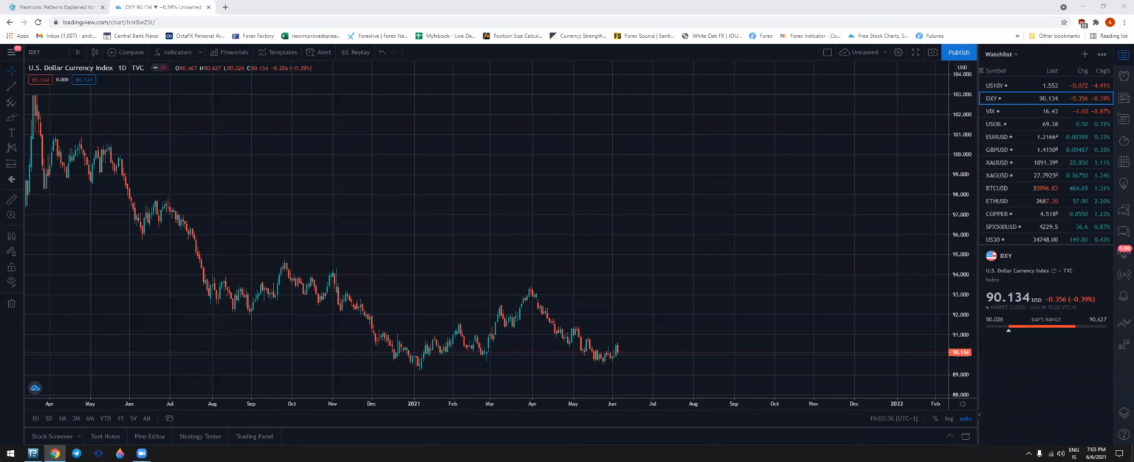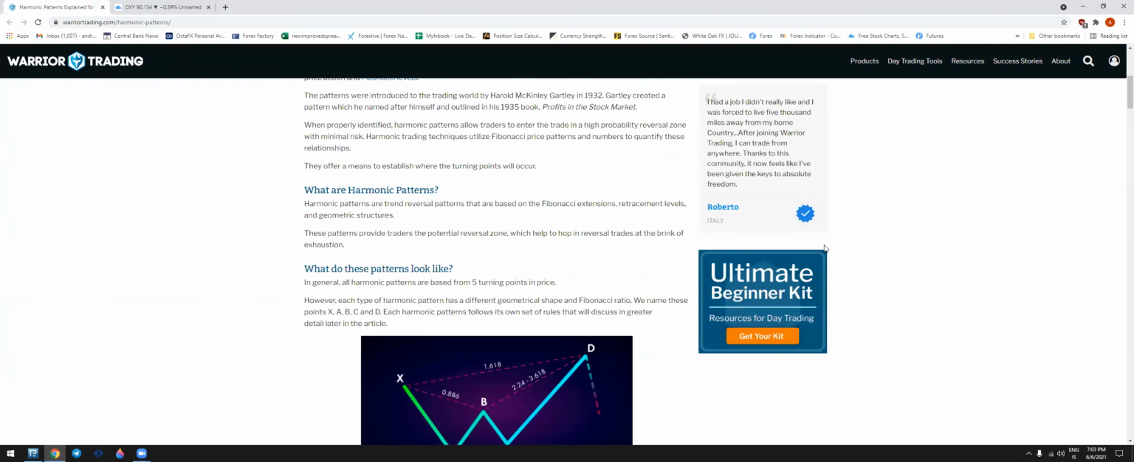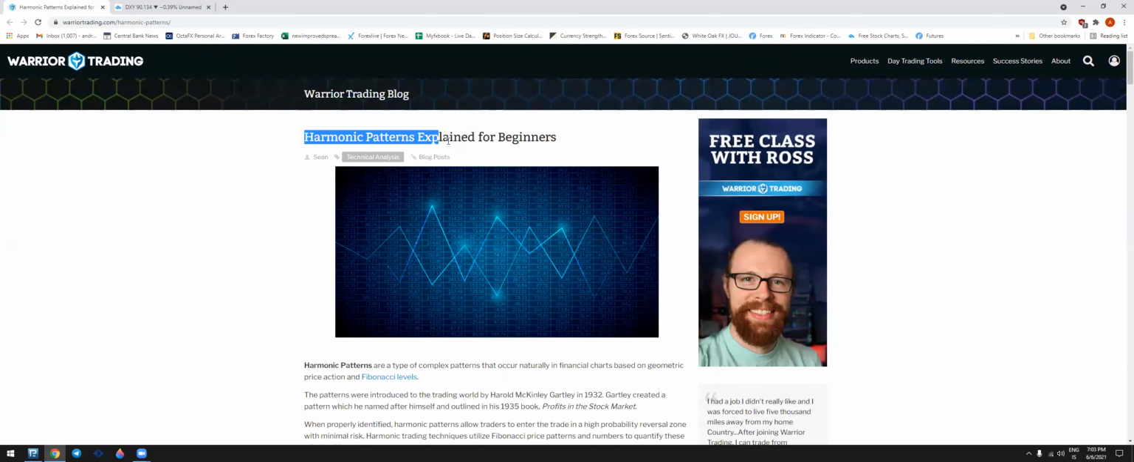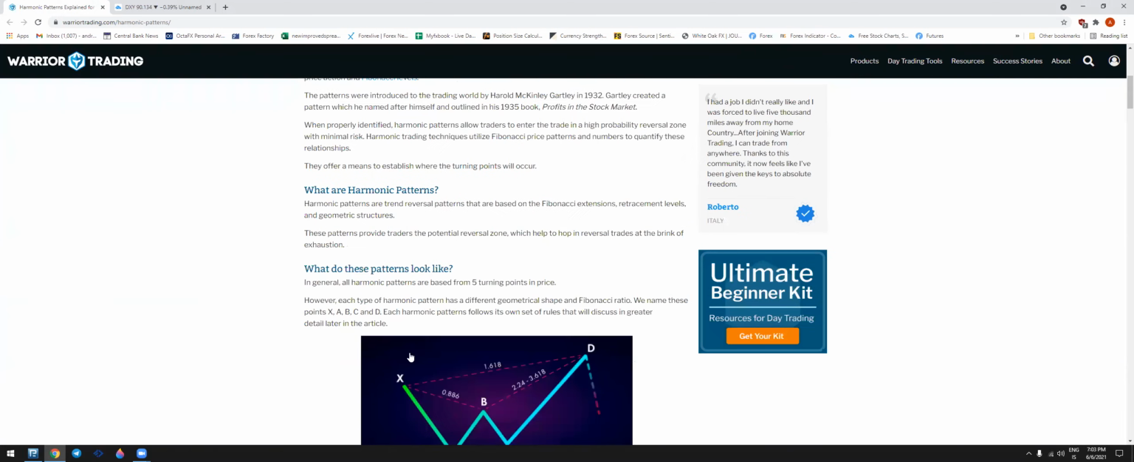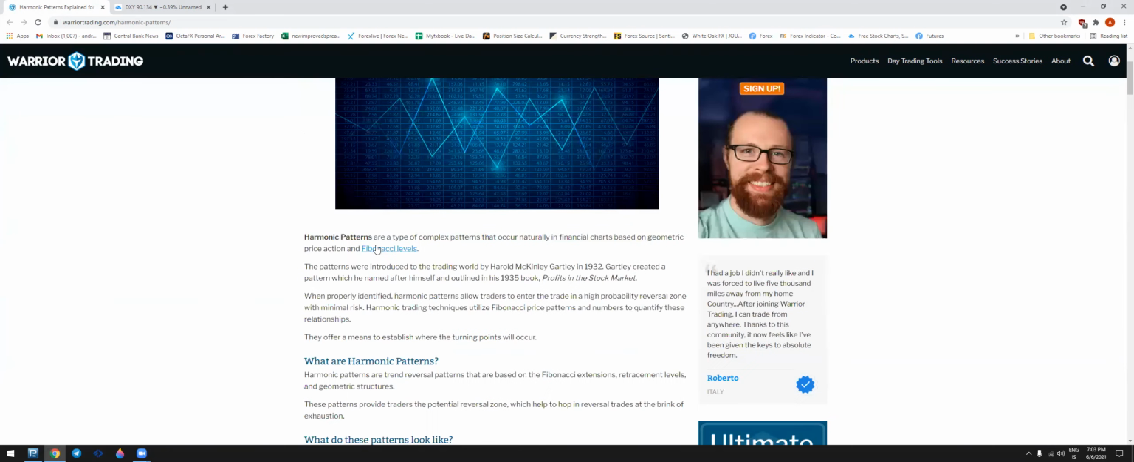Perfect. Okay, so the first one, harmonic patterns. I thought maybe just a quick, before we start, what is a harmonic pattern? So explain for beginners. Harmonic patterns are a type of complex patterns that occur naturally in financial charts based on geometric price action and Fibonacci levels.